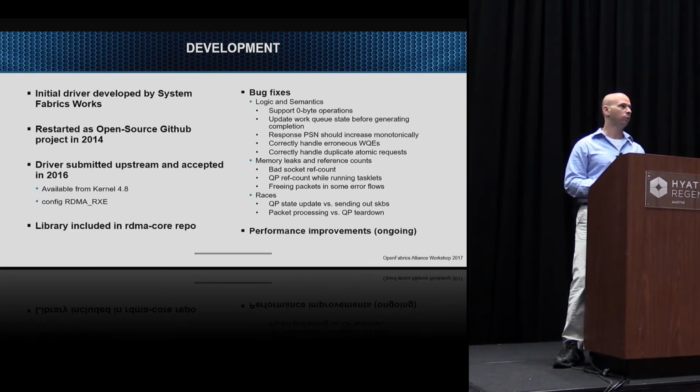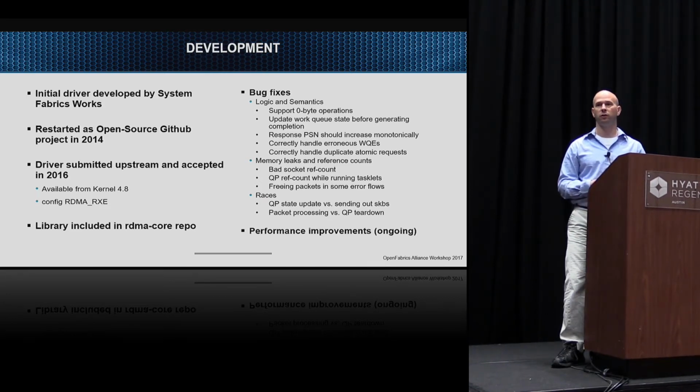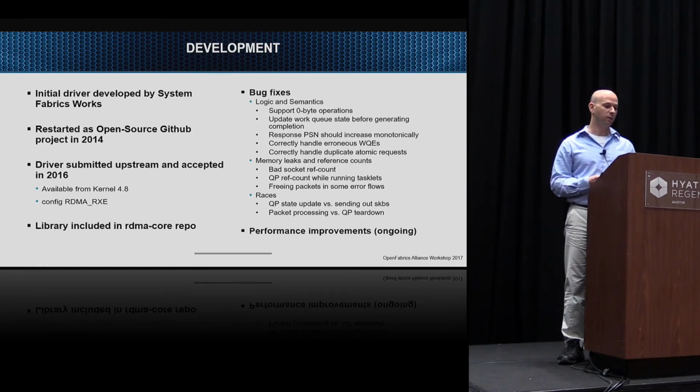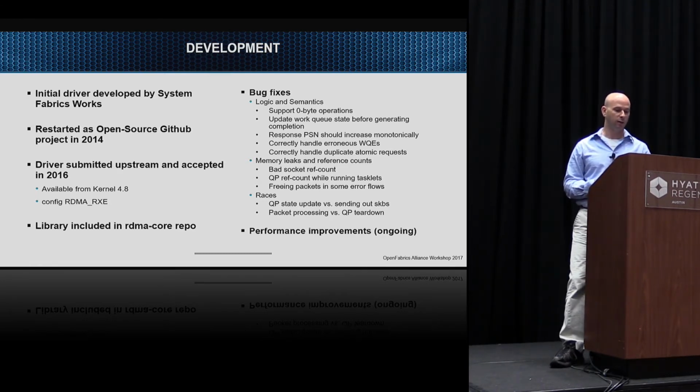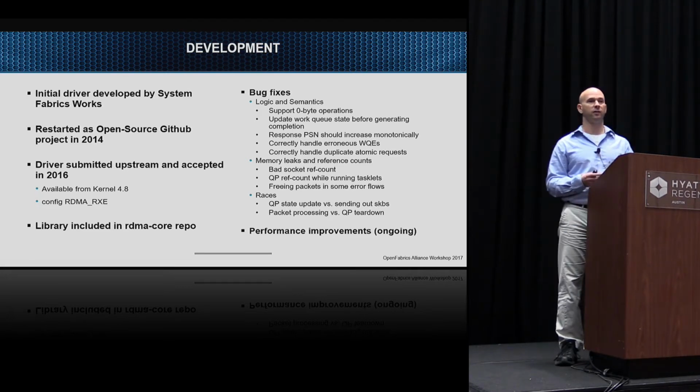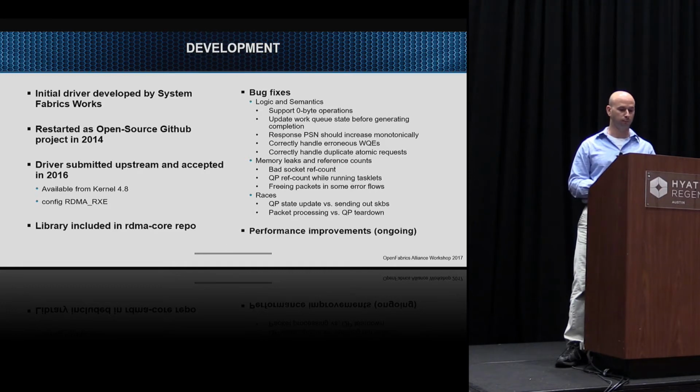And there were a few subtle races that under pressure showed up. Like when we update the QP state, when we send out an SKB, there were cases sometimes that incoming acknowledgements caused corruption, and all these were fixed. So the state of affairs is that right now RoCE is pretty stable, and the next challenge is starting to work on performance.